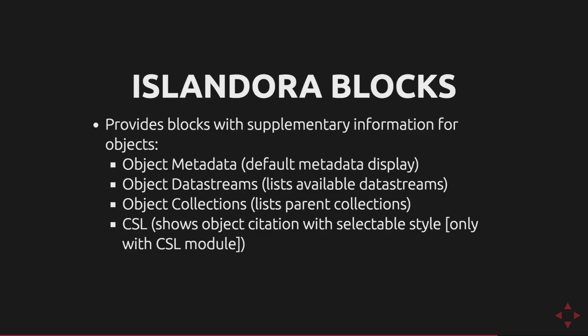Most objects in your Fedora repository are going to be able to get this information. So the object metadata is just your default metadata display. So you can wipe that out of your template and then just be able to configure it using a block. Your object data streams lists all of the data streams available to the current user. So anything they have access to, they should be able to see there and download from the view. Object collections is the parent collection of the object, or collections, as we know they can point to two.